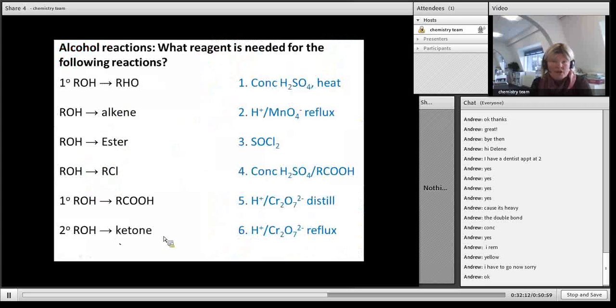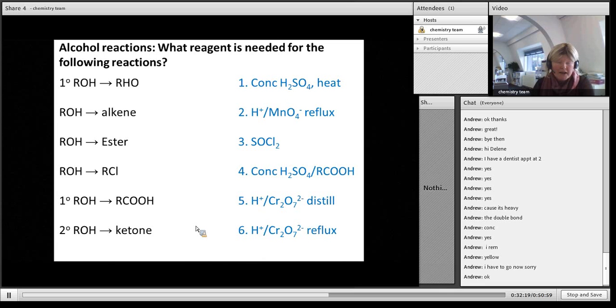Okay, so what reagent is needed for the following reactions? It helps to keep on writing these down, write them out as often as you can so that you remember. So if I want to go from a primary alcohol to an aldehyde, remember an aldehyde can be oxidized, so I've got to stop that oxidation before it happens. So I need to distill it. I need to remove that aldehyde before it can carry on oxidizing.